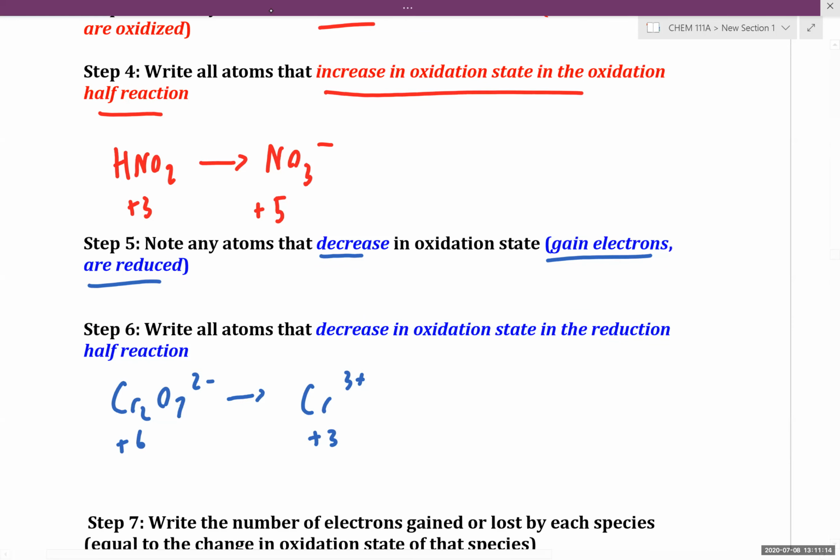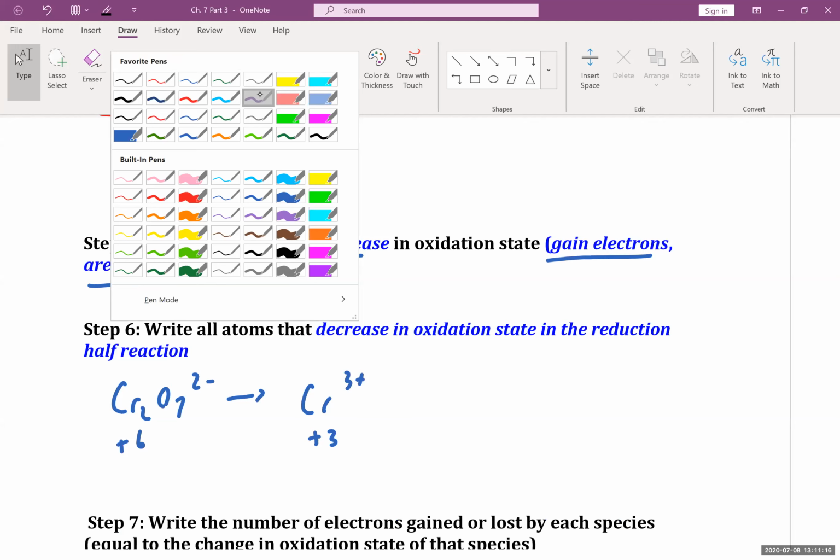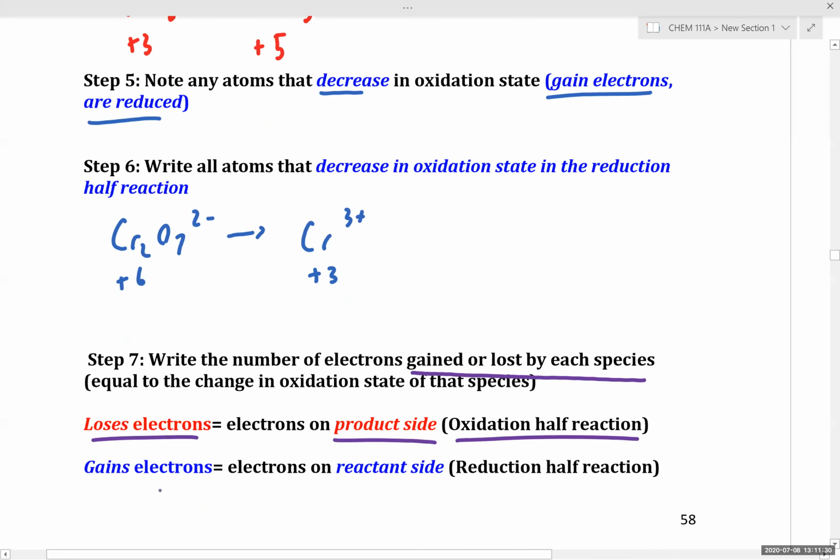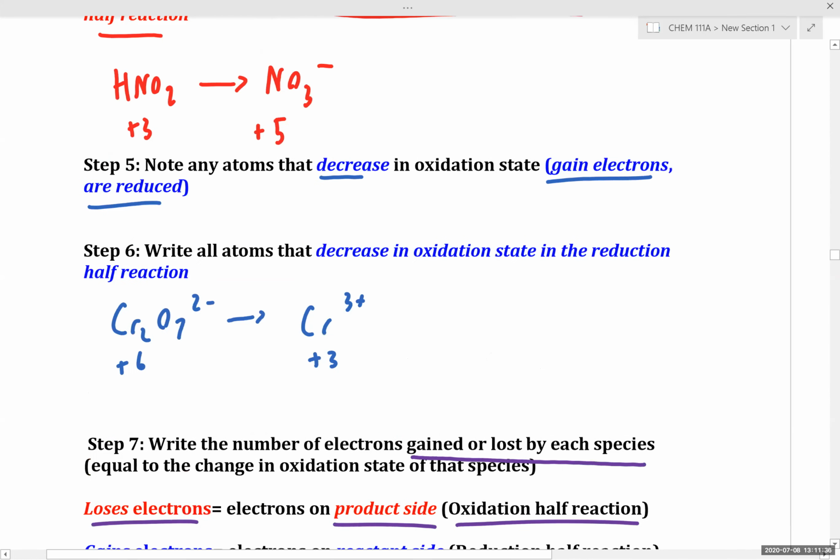Okay, so now that we have our equation set up, what we're going to do is write the number of electrons gained or lost by each species. If it loses electrons, electrons are on the product side. This should be for your oxidation half-reaction. If we gain electrons, the electrons go on the reactant side, which is our reduction half-reaction.